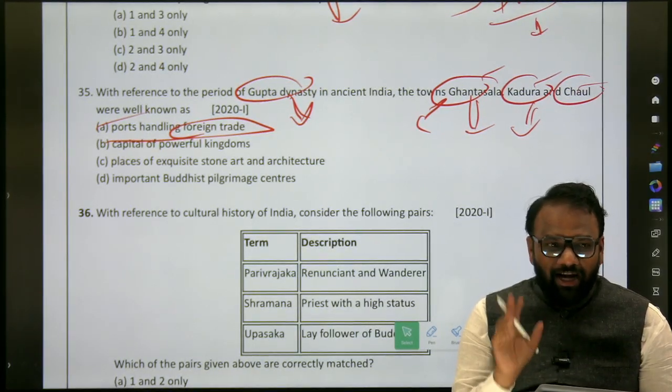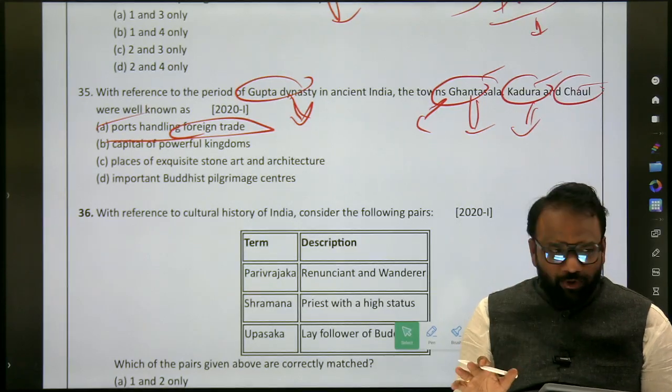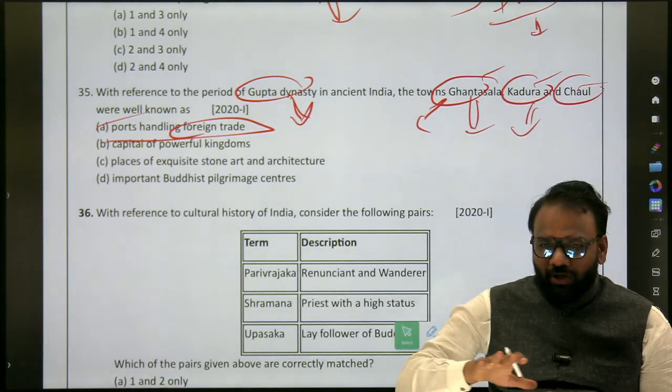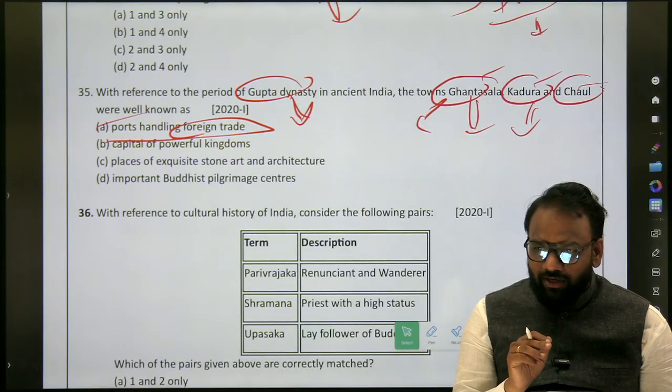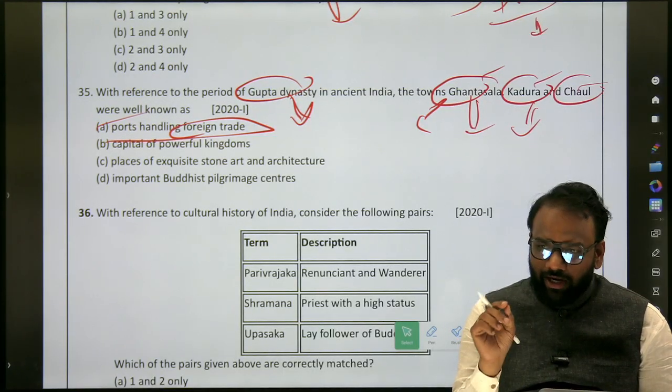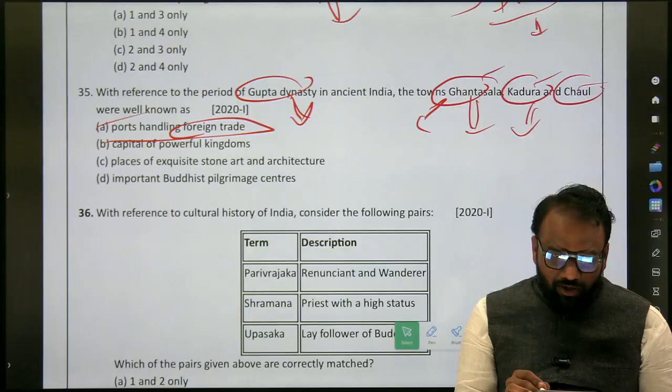It cannot be an inland port. There are some inland ports as well, no doubt, which are connected through waterways. But UP is very far away from the coast. So hence, the spelling we have to verify. Okay, so Kadura. Andhra, then Andhra is correct.